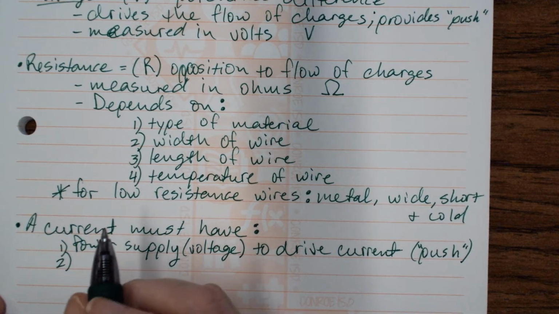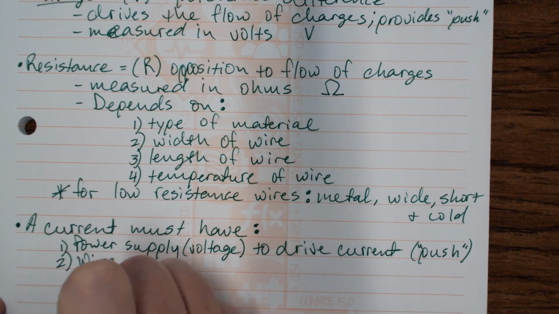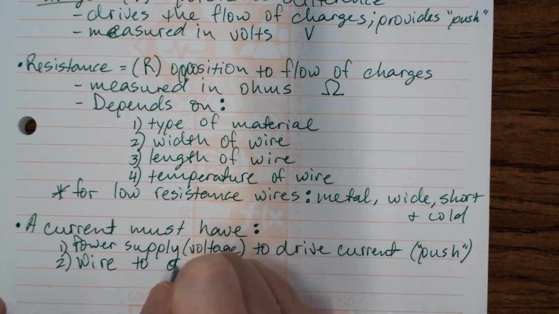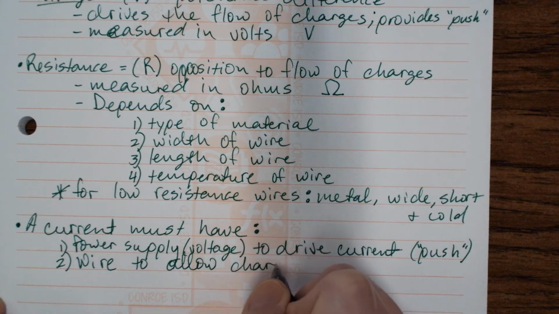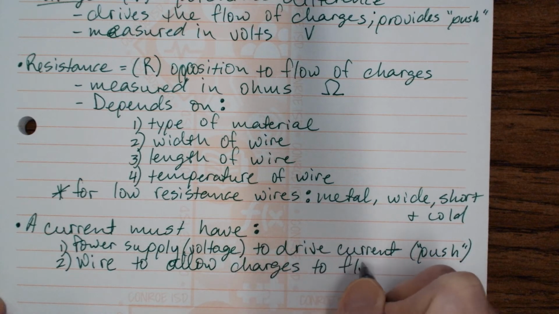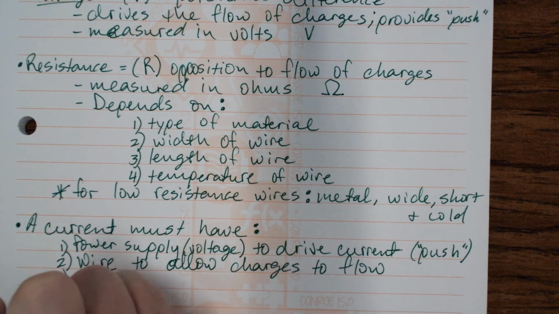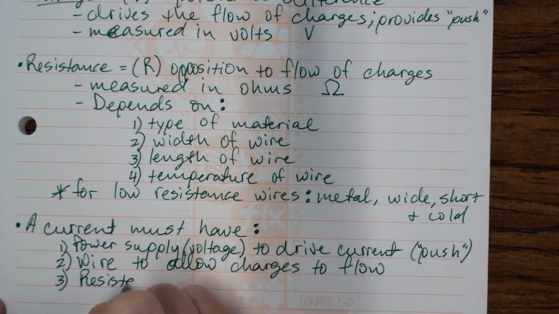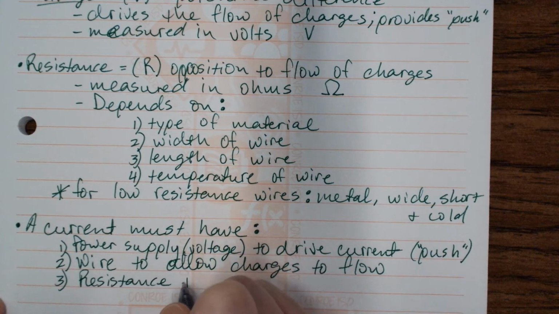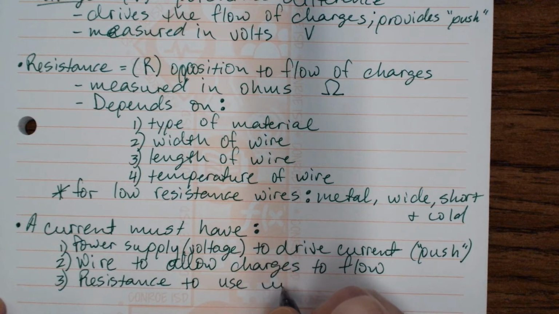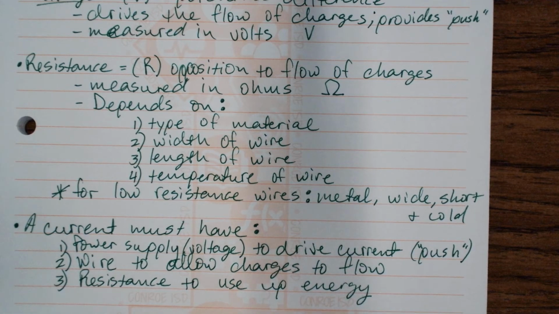You have to have a wire to allow charges to flow, and you usually need a resistance to use up the energy. If you don't have a resistance to use up the energy, the electrons flow too fast, everything catches on fire. So, all right, that's current electricity stuff.